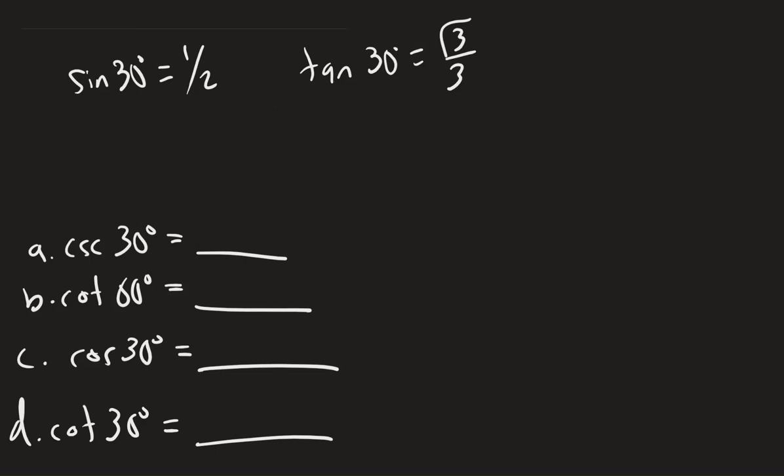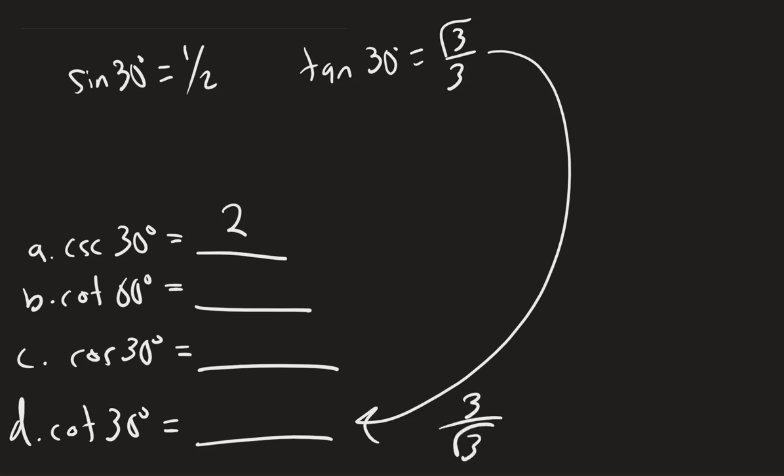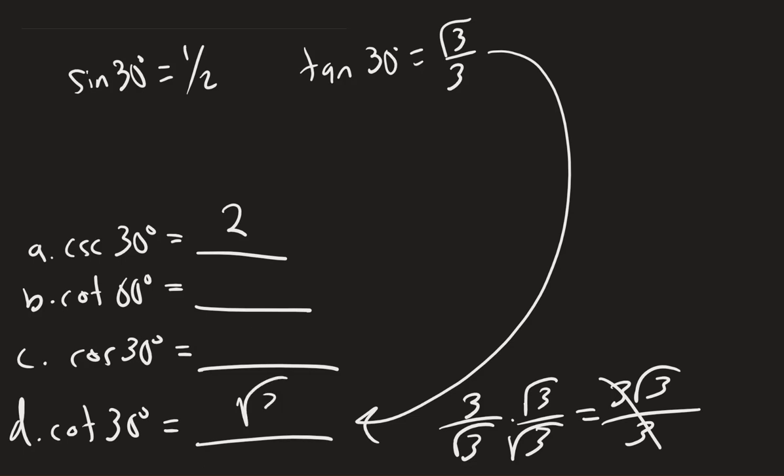Okay, so cosecant is the reciprocal of sine. So if I know the sine of 30, I can flip it over and get the cosecant of 30. So there's part A. Tangent and cotangent are reciprocals. So as long as you're talking about the same angle, like 30 degrees, we should be able to flip it over. And in this case, we need to rationalize. So we get 3 square root of 3 over 3, and that reduces.